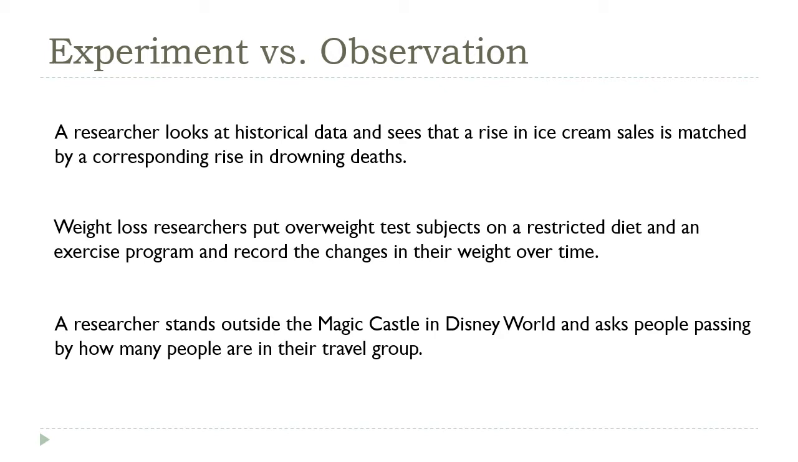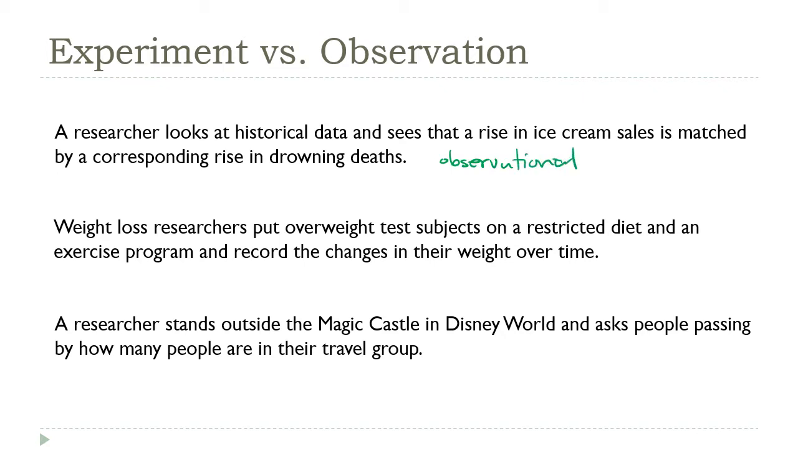So in the first scenario, the researchers are going back and looking at historical records. They aren't actually interacting with the participants. For example, they aren't giving people ice cream and sending them out for a swim to see what happens. So this is an example of an observational study.